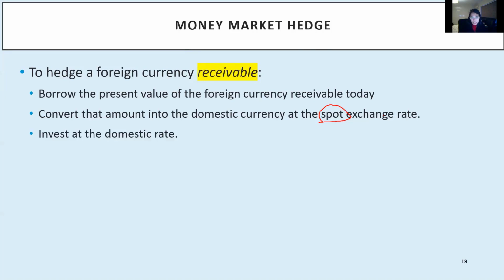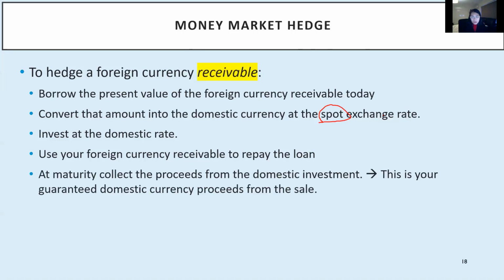I'm going to invest that at the domestic rate, and I'm going to use the foreign currency receivable to pay the loan. So at maturity, I'm going to collect the proceeds from the domestic investment, and this will be the guaranteed domestic currency proceeds from the sale, from the account receivable. Essentially what we did was exactly the same as before, but we reversed the arrow. So in this case, we lend in our domestic country and we borrow in the foreign country.